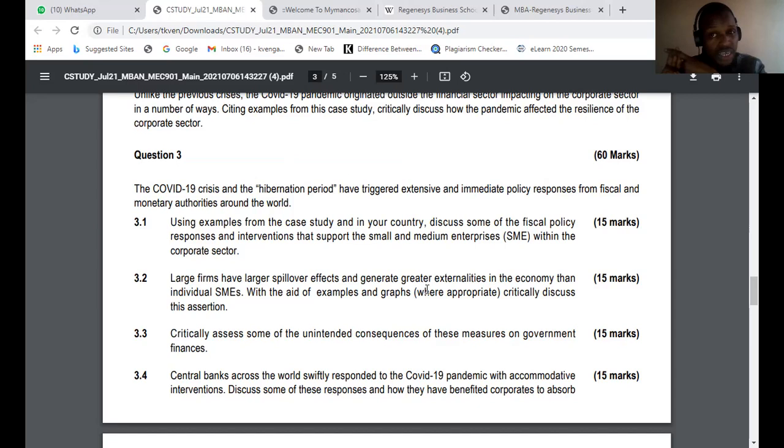Then borrowing. Usually it's ignored, but it's also very important. It supplements taxation, because borrowing simply means that the government is saying that even if taxation is not enough, we are going to borrow money to finance the budget.